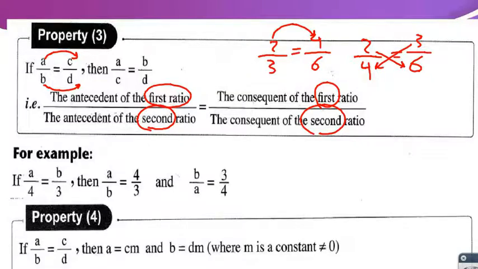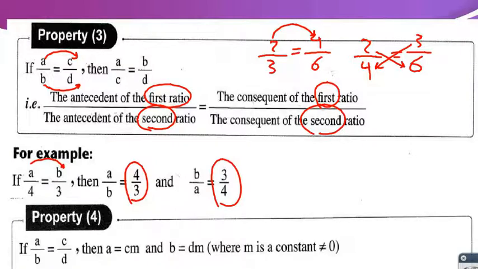For example, if A over 4 equals B over 3, then A over B, antecedent over antecedent, equals consequent over consequent, equals 4 over 3, and B over A equals 3 over 4. Antecedent over antecedent equals consequent over consequent. Very, very important.